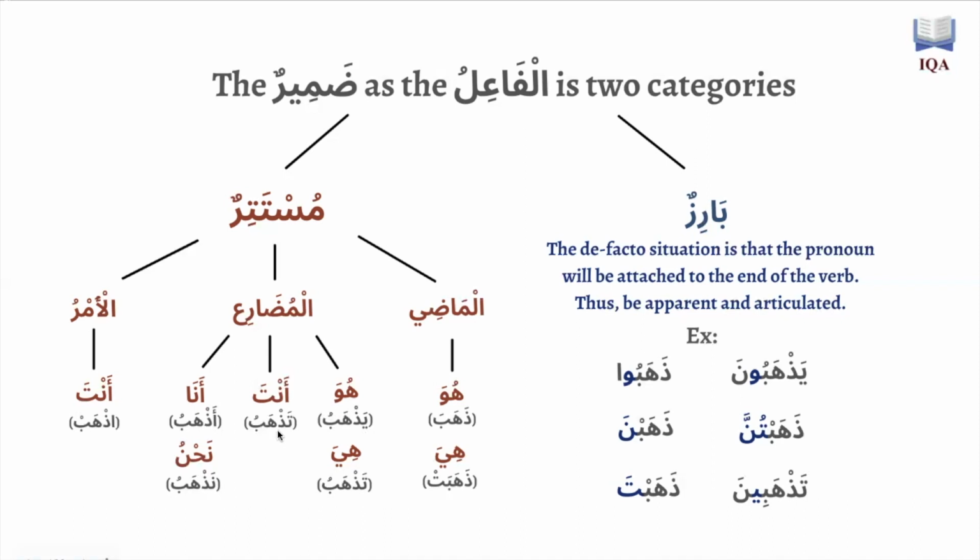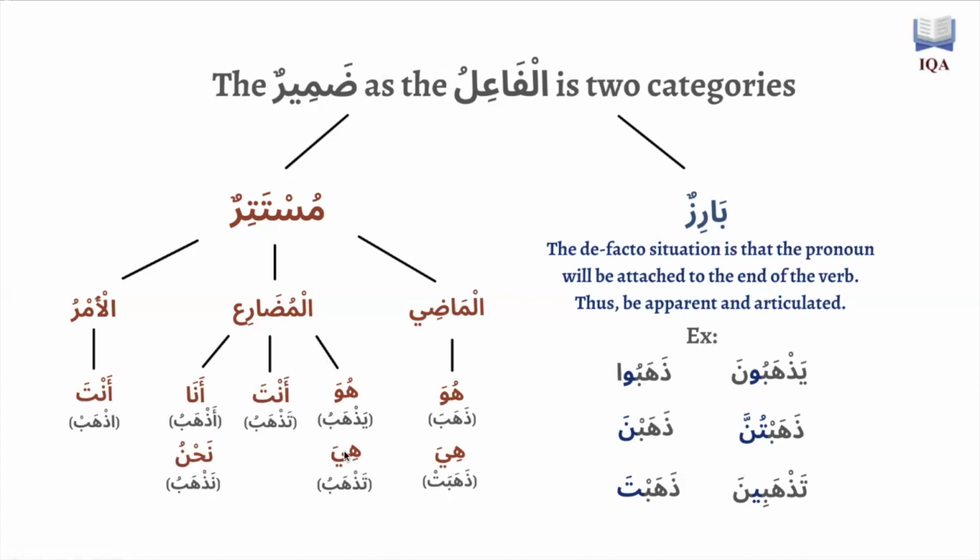Anta tadhabu, so both anta and hiya in the mudari' have the same form. Tadhabu can mean you are going or she is going, depending on the context. Tadhabu, you are going, masculine. Where is anta in tadhabu? It's mustatirun, it's hidden. The ta there is not anta, but rather the ta, the ya, the hamza and the noon that you see here are all called huruf al-mudari', which are just letters that come to show that the verb is in the mudari' form, but they are not the pronoun. Ana and nahnu, adhabu, nadhabu, both scenarios, the pronoun ana and the pronoun nahnu coming as a fa'il is mustatirun, is hidden. So that is in the mudari'.